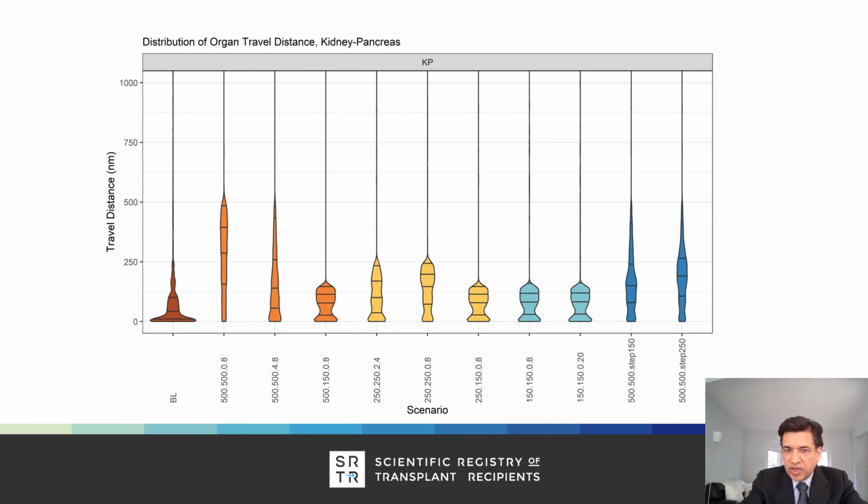Approximately 80% of the transplants occurred within the concentric circle around the donor hospital. As you can see, in these 500 nautical mile circles, most of the transplants occurred within the 500 nautical miles, and within the 250 nautical mile scenarios, most of the transplants occurred within those 250 nautical miles, and likewise for the 150 nautical mile circles.